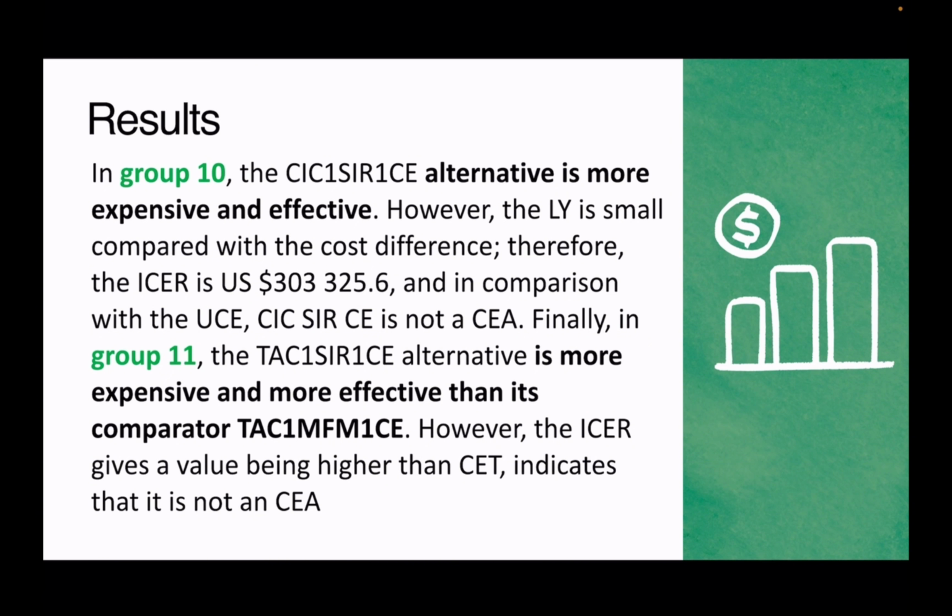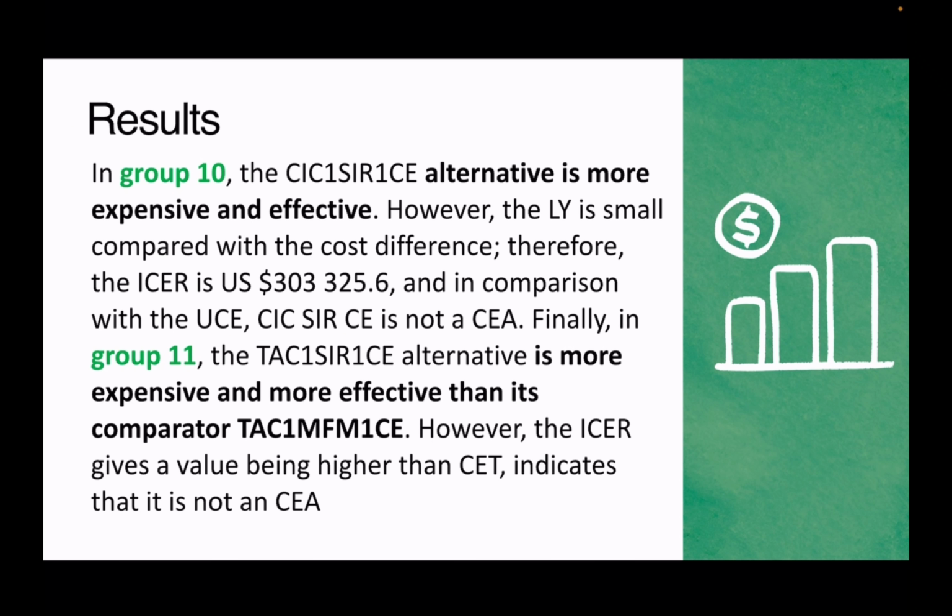In group 10, the cyclosporine, sirolimus, and corticosteroid alternative is more expensive and effective. However, the life year gain is small compared with the cost differences. Therefore, the ICER is 3,325.6 US dollars, and in comparison with the threshold, cyclosporine, sirolimus, and corticosteroid is not a cost-effective alternative.